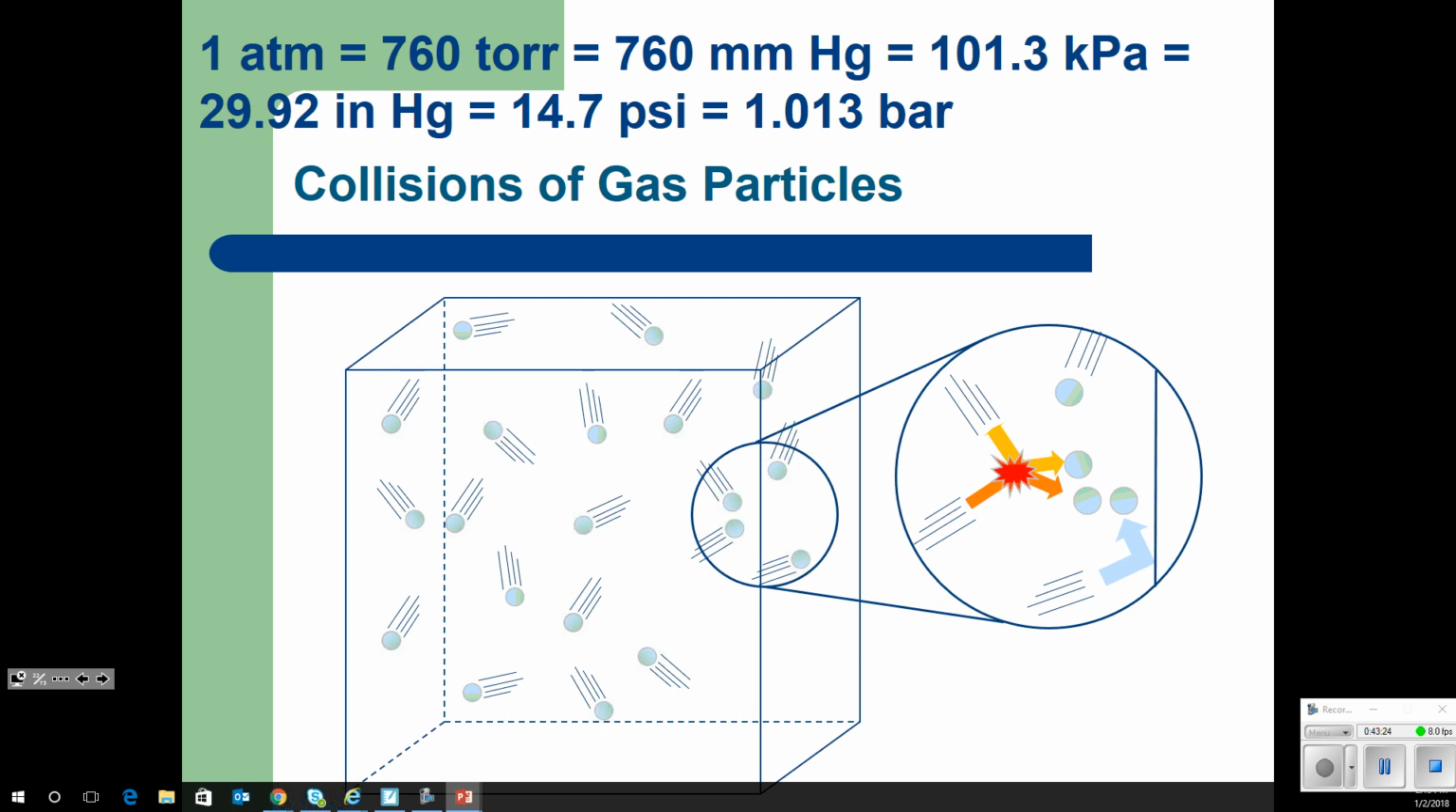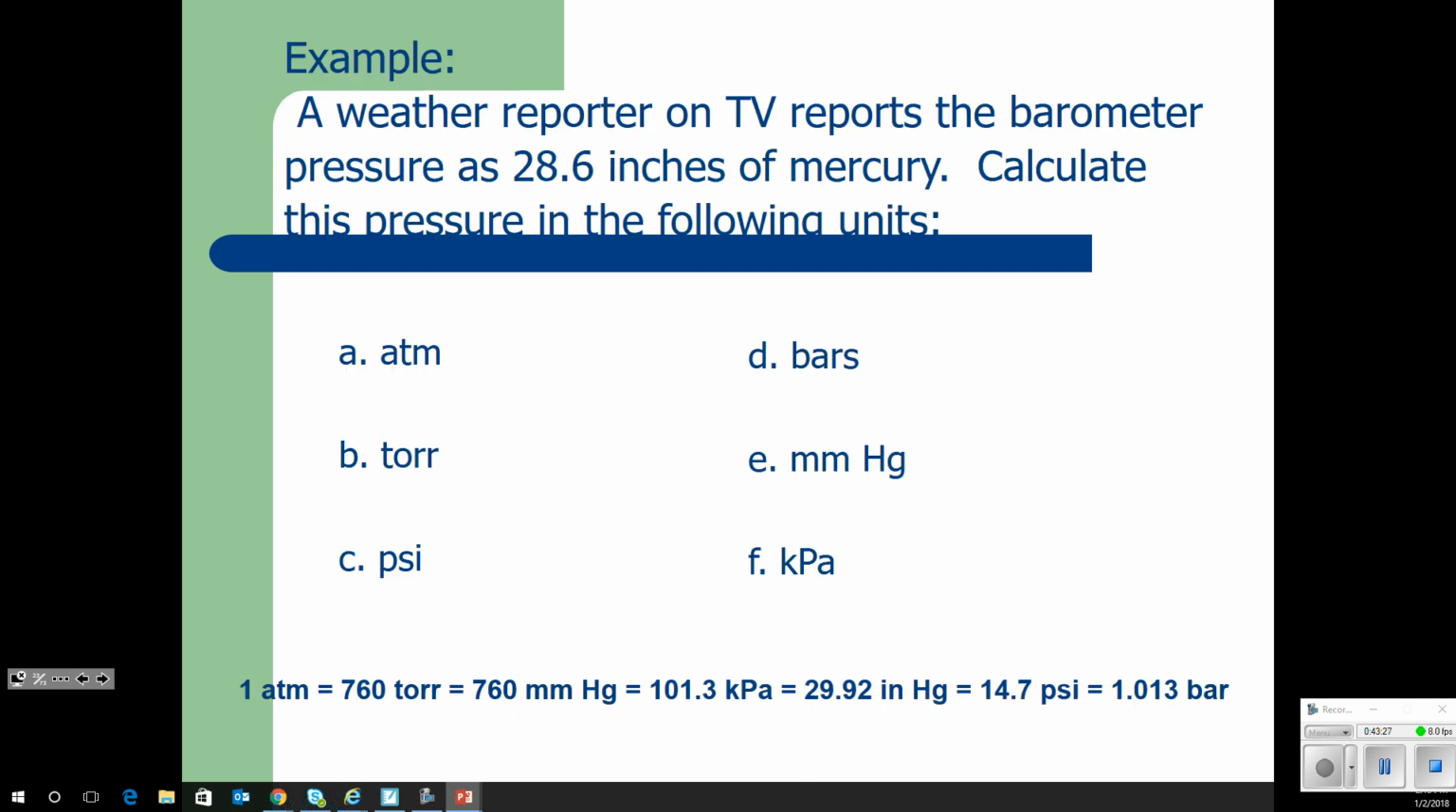So we're going to be using these. If you didn't get those copied down, they're at the bottom right here. We're going to be using these to go from one unit to another. So I'm going to set up the first 2, and then I will let you do the others. Okay? So a weather report on TV says that the barometer is at 28.6 inches of mercury. And we need to find out what it is in all these others.